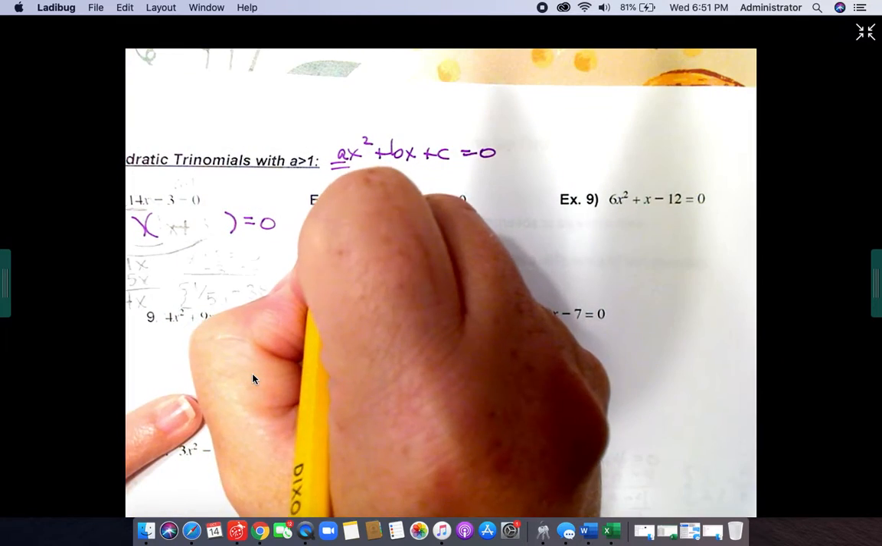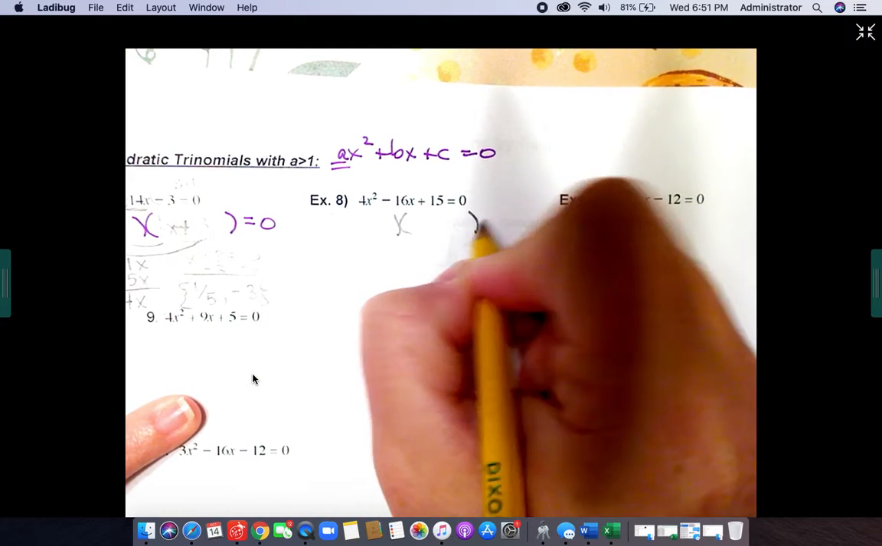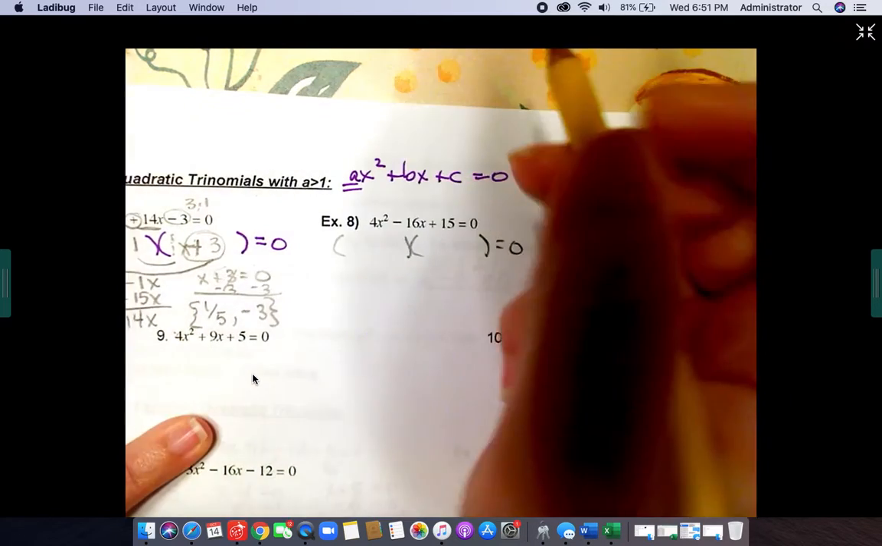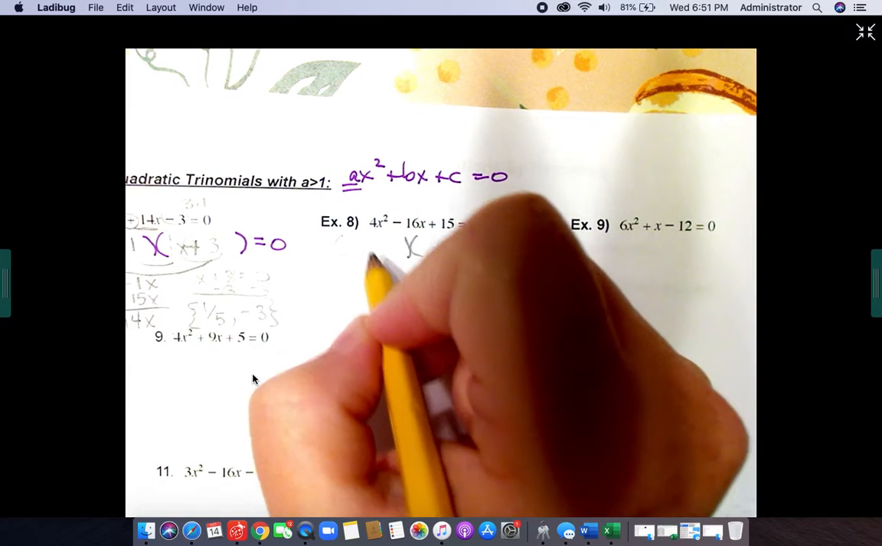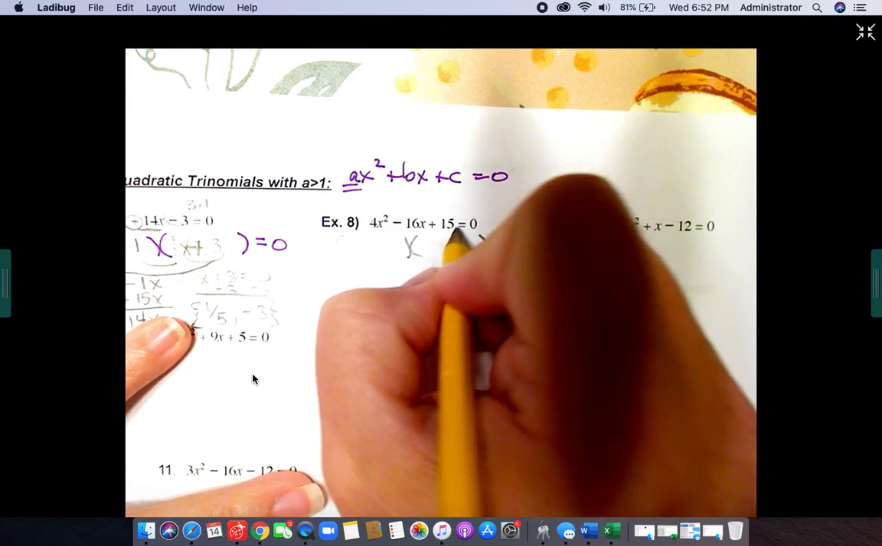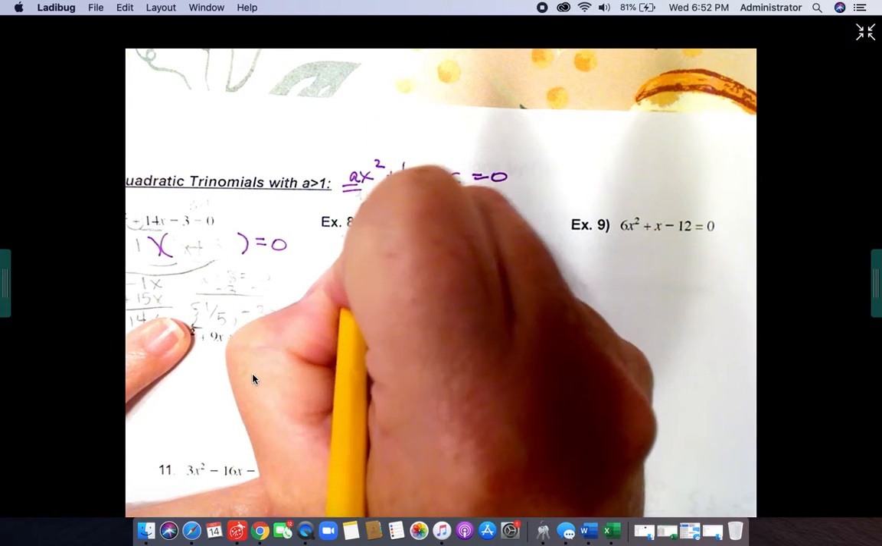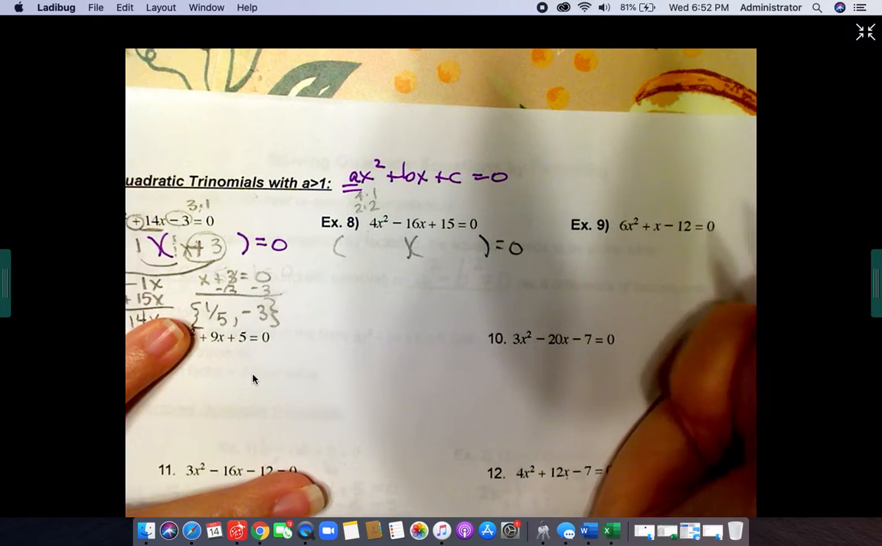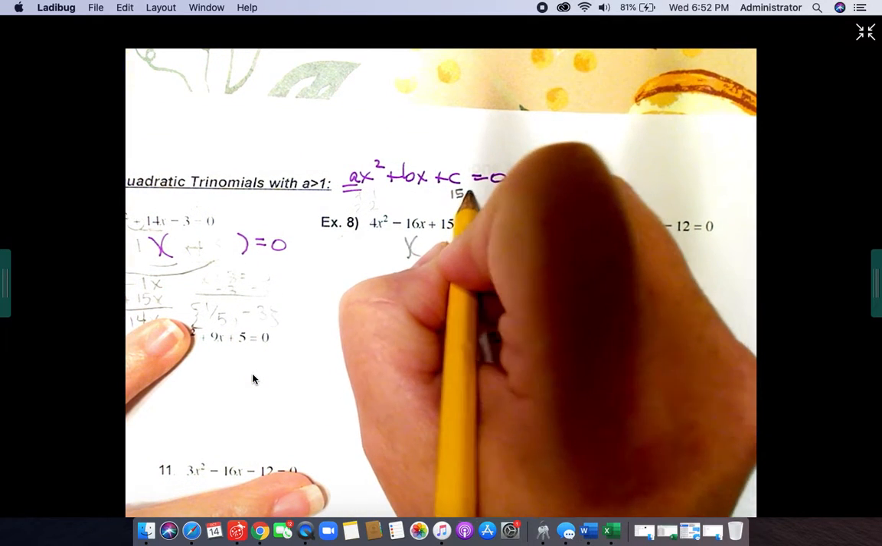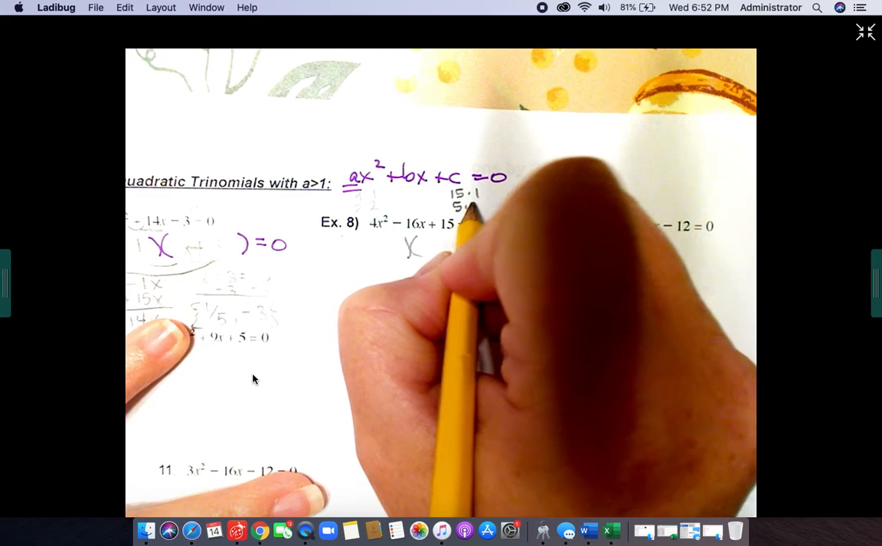So next, I'm going to go ahead and set up my parentheses here. And then I'm going to list my factors of my a and my c value. So for 4, I have 4 and 1 and 2 and 2. And for 15, I have 15 and 1 and 5 and 3.